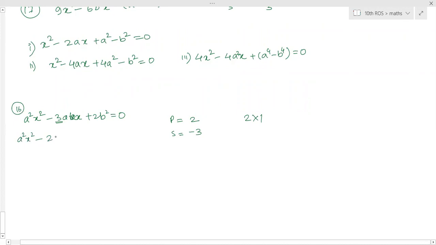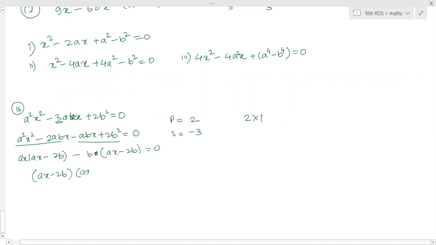a square x square minus 2abx minus abx plus 2b square is equal to 0. Then take common. ax is common. So ax minus 2b, minus b is common. So it is ax minus 2b, ax minus b is equal to 0. So x is equal to 2b by a, x is equal to b by a.